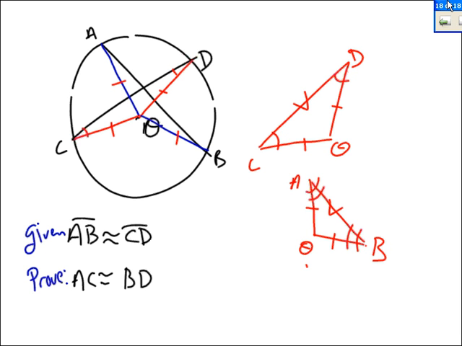Now, what we know is this. If two chords, and AB is a chord, and CD is a chord, if the two chords are equal in length, then the central angles are equal. Then the central angles are equal. That is, let's draw it in the same color. AOB and COD are the same.